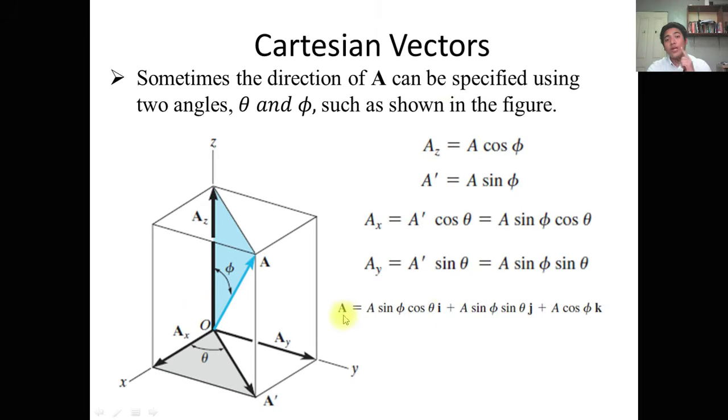But take note, do not memorize this, because this equation is not always true. It is always true in this type of vector. What if the vector is in here? What if the vector is on the other side? So don't memorize this. This is purely based on trigonometry, derived using trigonometric functions. So it's very important.